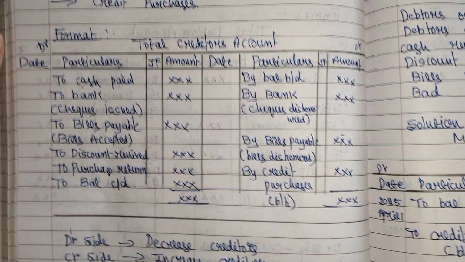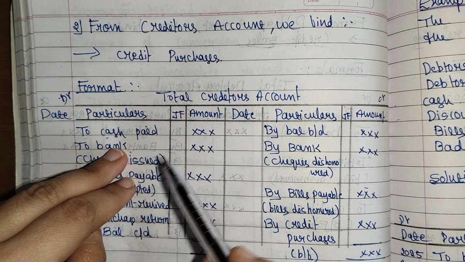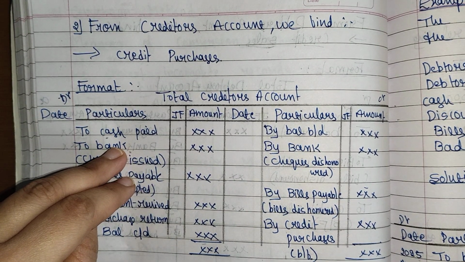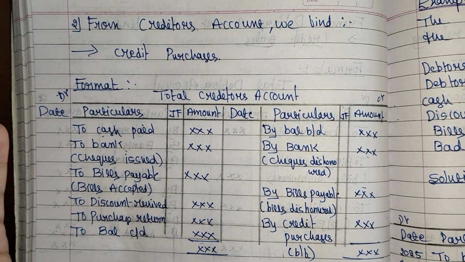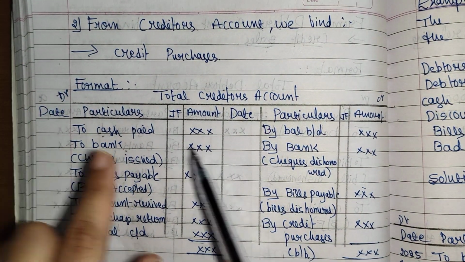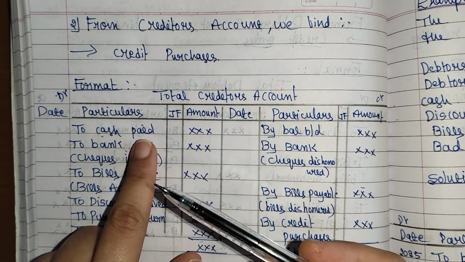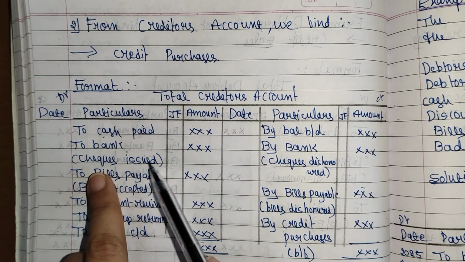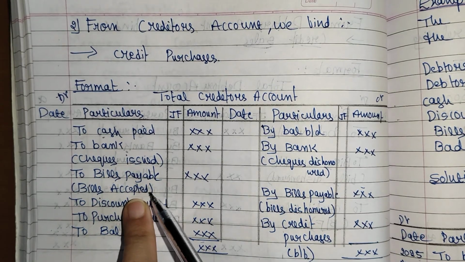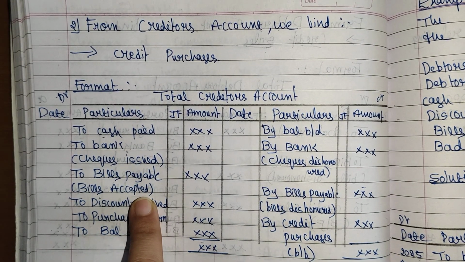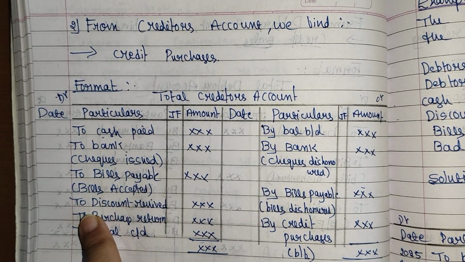Now let's go to the debit side. To cash paid means the debit side decreases creditors, decreases the liability. Clear? You need to remember any one account, debtors or creditors, because the other is exactly the opposite. To cash paid to the suppliers means liability reduces. And to bank, check issued, payment made through bank or check. To bills payable, bills accepted here. When we accept a bill in favor of a creditor, the creditors account reduces.